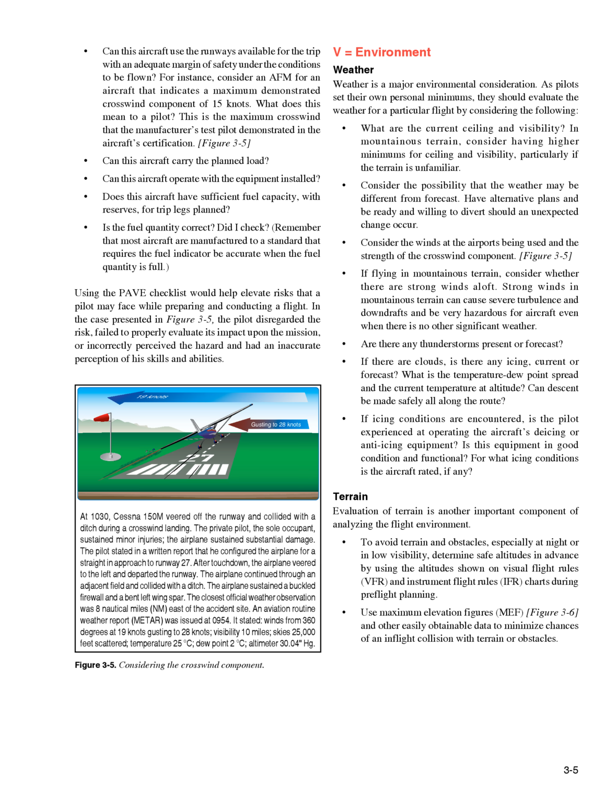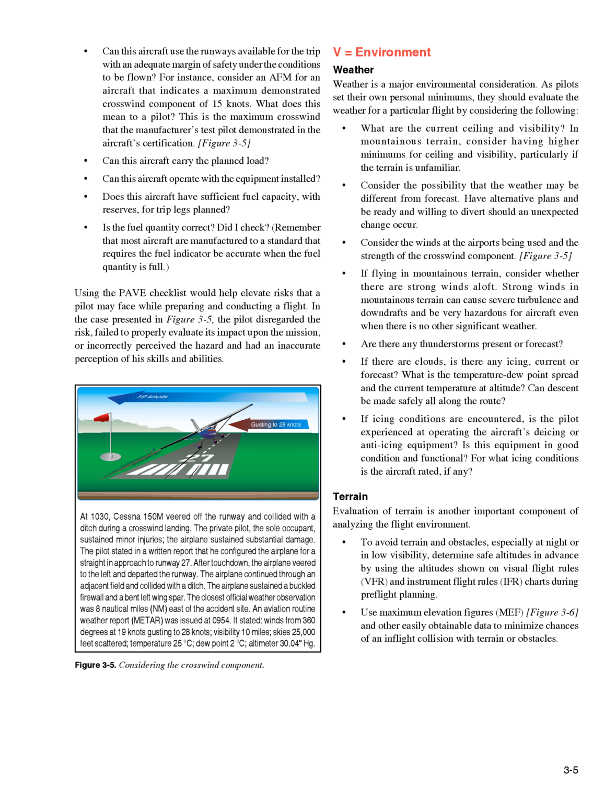Consider the winds at the airports being used and the strength of the crosswind component. Figure 3.5. If flying in mountainous terrain, consider whether there are strong winds aloft. Strong winds in mountainous terrain can cause severe turbulence and downdrafts and be very hazardous for aircraft even when there is no other significant weather. Are there any thunderstorms present or forecast? If there are clouds, is there any icing, current or forecast? What is the temperature dew point spread and the current temperature at altitude? Can descent be made safely all along the route?